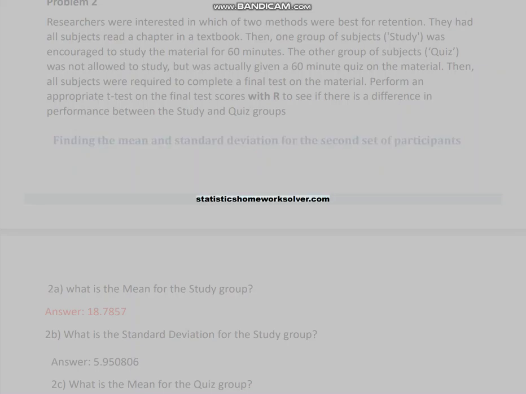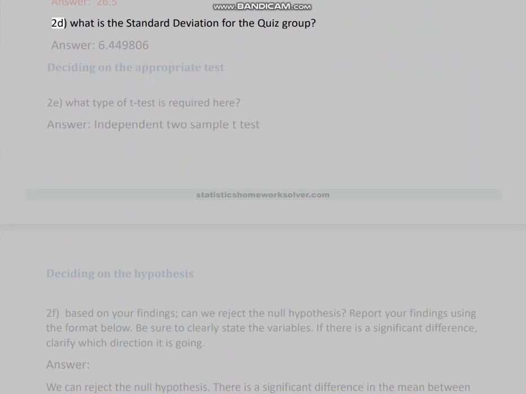2a. What is the mean for the study group? Answer: 18.7857. 2b. What is the standard deviation for the study group? Answer: 5.950806. 2c. What is the mean for the quiz group? Answer: 26.5. 2d. What is the standard deviation for the quiz group? Answer: 6.449806. Deciding on the appropriate test.